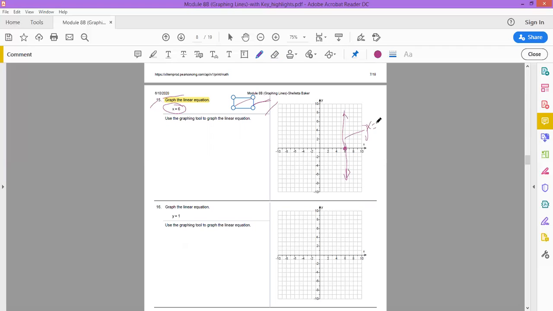But in order to graph a line, you need at least 2 points. So after you plot the point x equals 6, you're going to have to either move up or down a couple of spaces and plot a second point and just connect those 2 points to make your vertical line. But you have a vertical line through the x-axis at 6, and that's your graph.